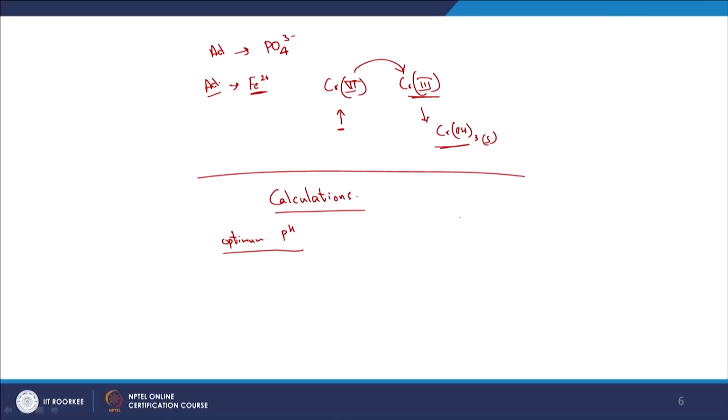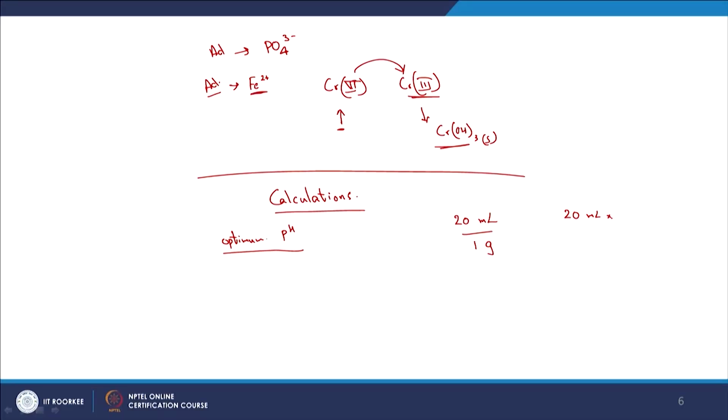So, what is the key here? If you look at the TCLP test, we know that we add 20 ml per 1 gram of the waste, as extraction fluid. Let us see what it comes out to. We have 20 ml into 0.1 milliequivalents per ml, and this is for extraction fluid 2. This is the amount of acid, the milliequivalents of acid that you are adding per ml, right.